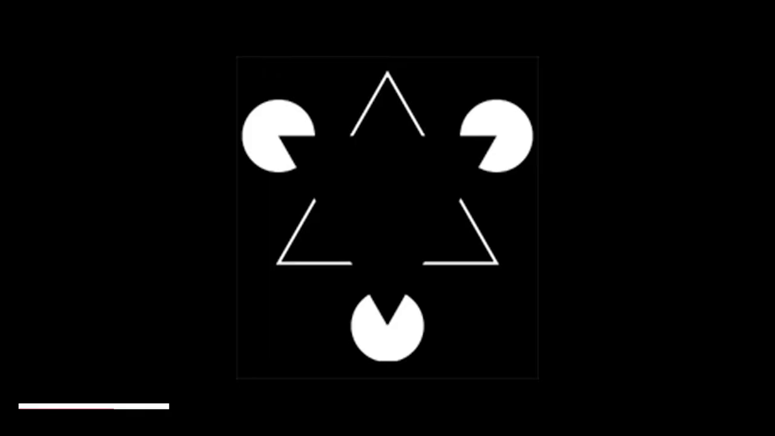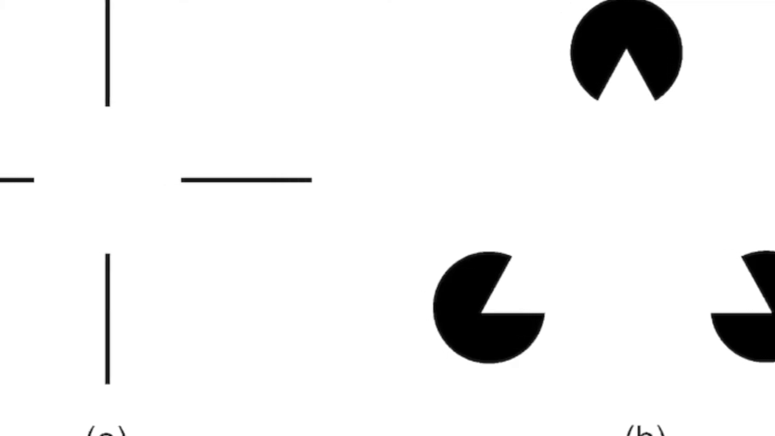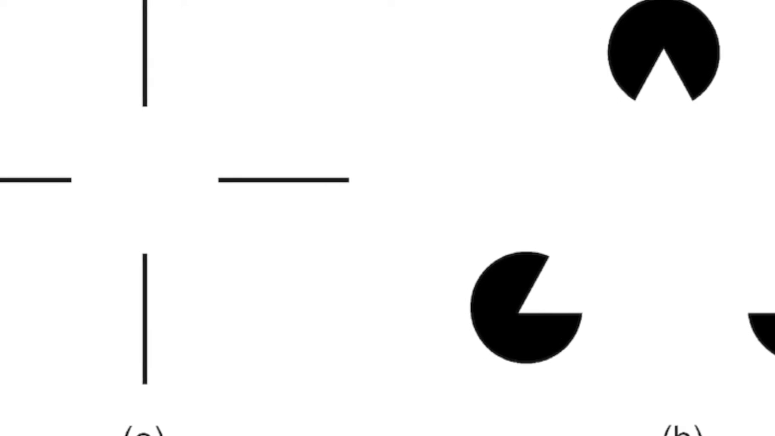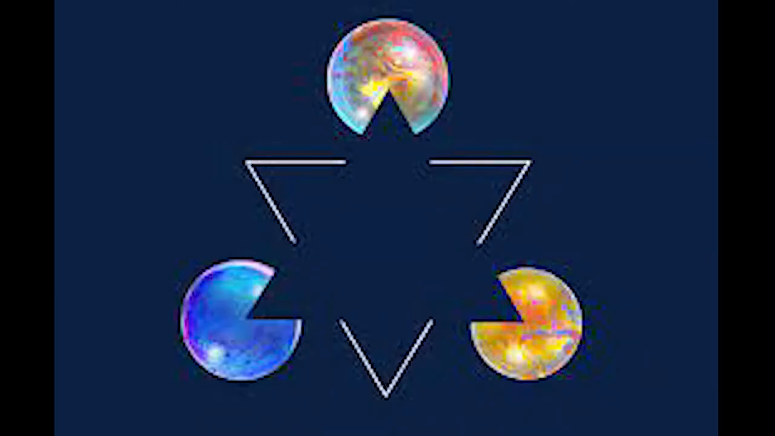Number 6. The Kanizsa triangle. Gaetano Kanizsa discovered this optical illusion in 1955. This optical illusion leads you to believe that there are only two triangles and three circles, but in reality, there are no triangles. There are only incomplete lines.